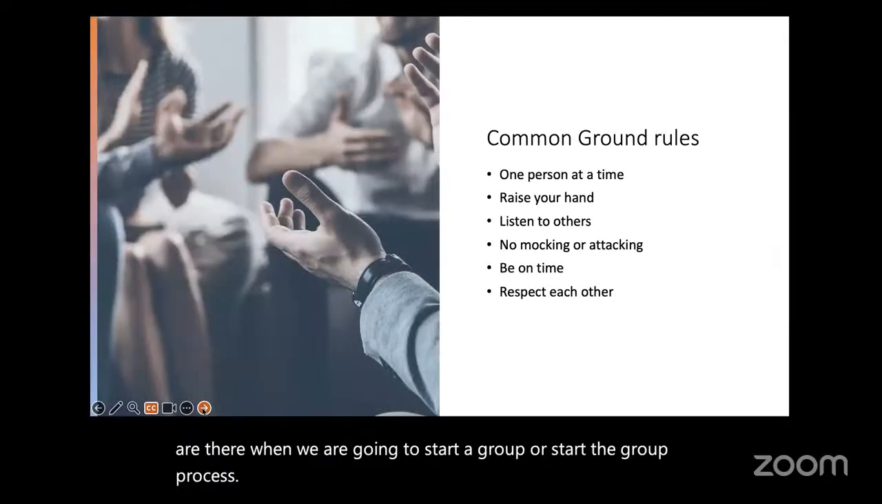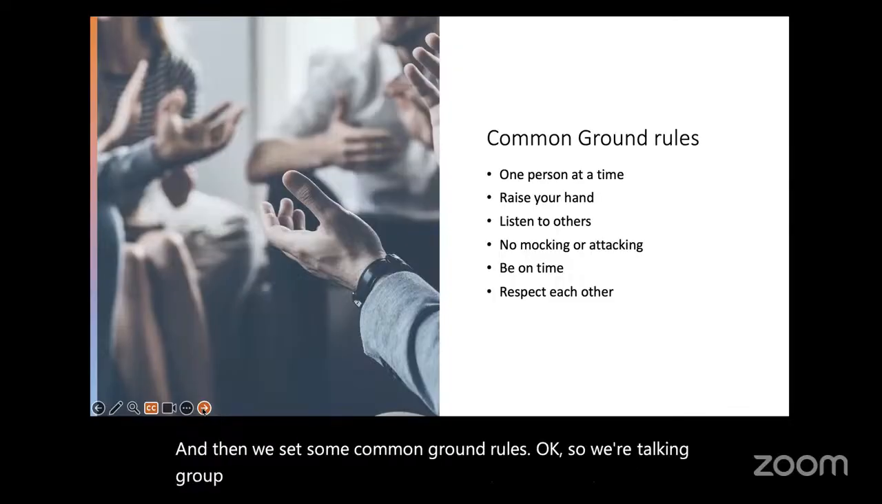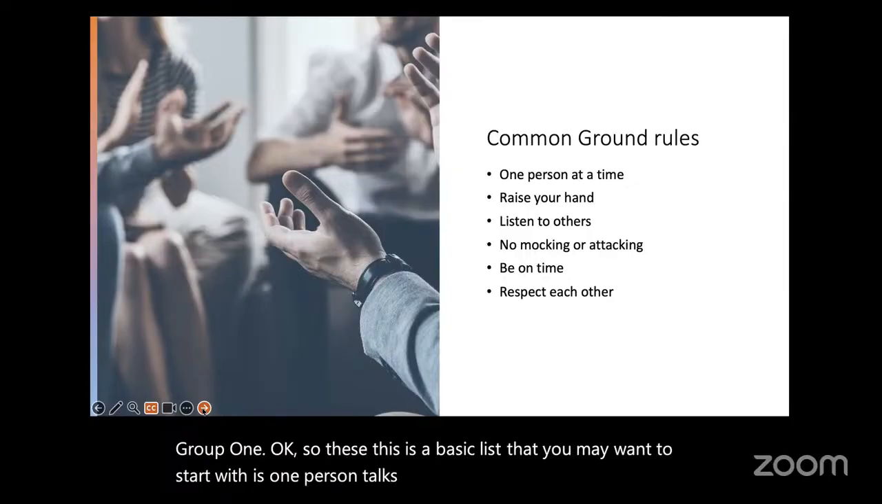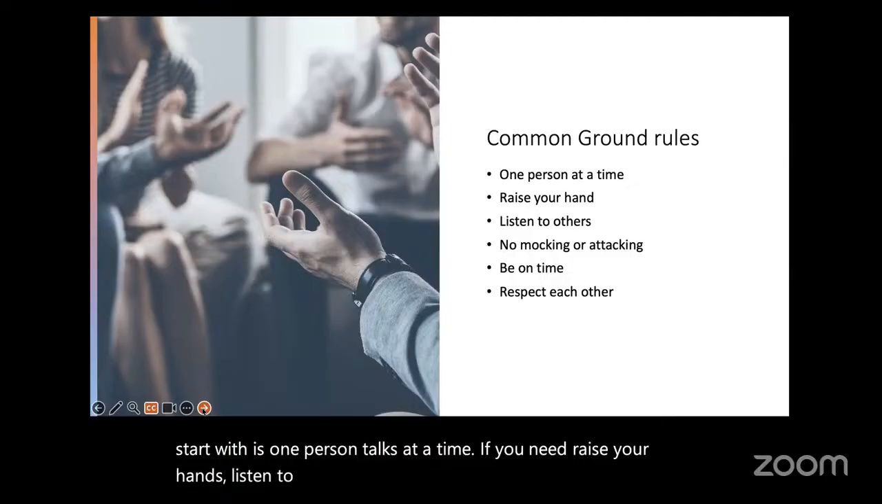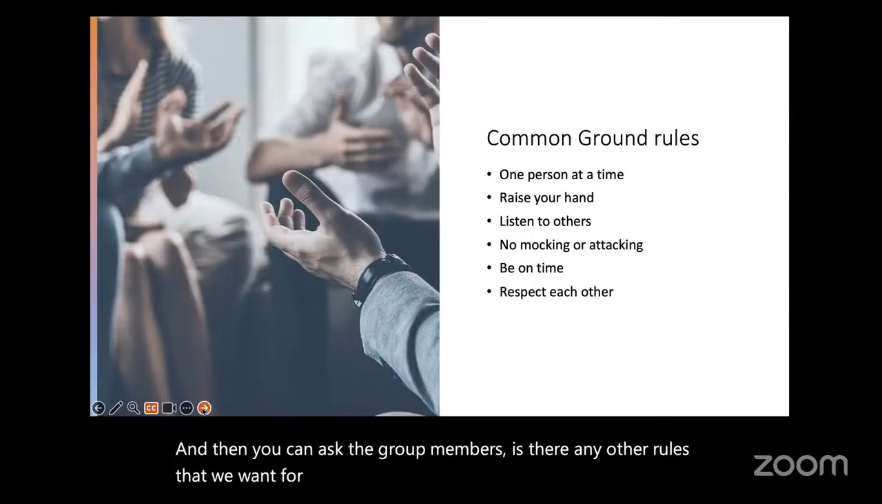Okay. And then we set some common ground rules. So we're talking group one. This is a basic list that you may want to start with: one person talks at a time. If you need, raise your hands, listen to others, no mocking or attacking, being on time, respect each other. And then you can ask the group members, is there any other rules that we want for our group?